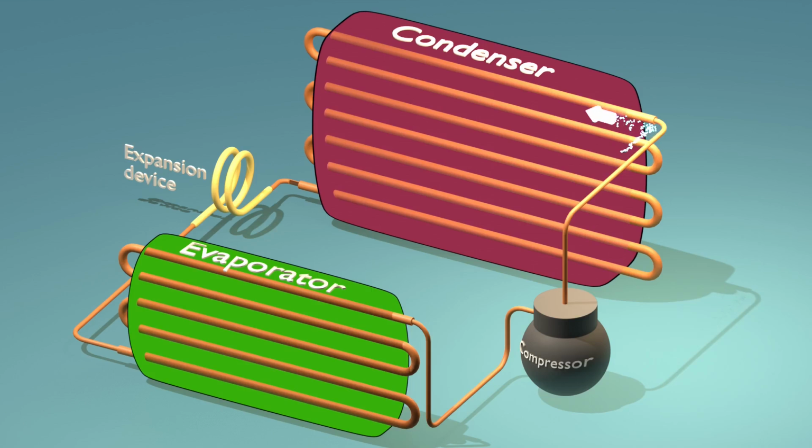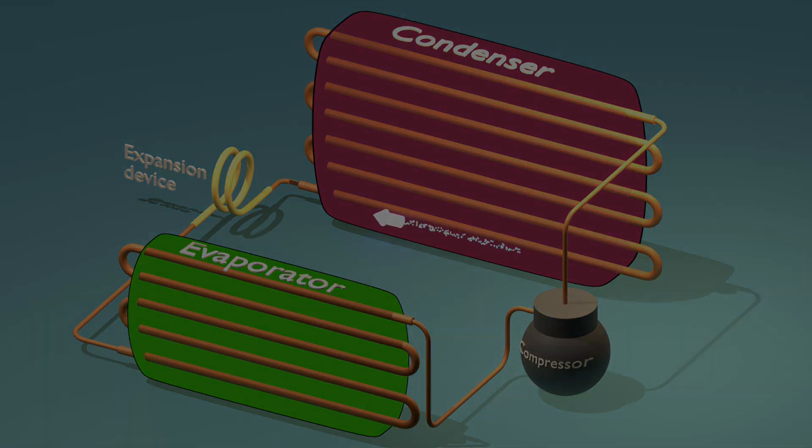Condensation process. The high-pressure, high-temperature refrigerant vapor flows into the condenser, which is a heat exchanger. Heat is rejected from the refrigerant to the surroundings. As it loses heat, the refrigerant changes its state from a high-pressure vapor to a high-pressure liquid.